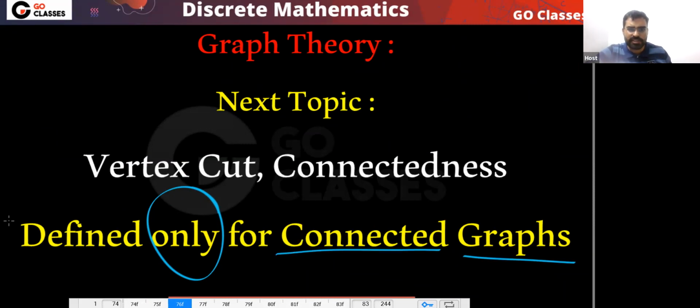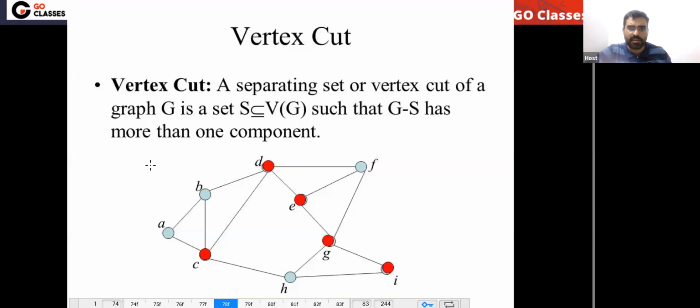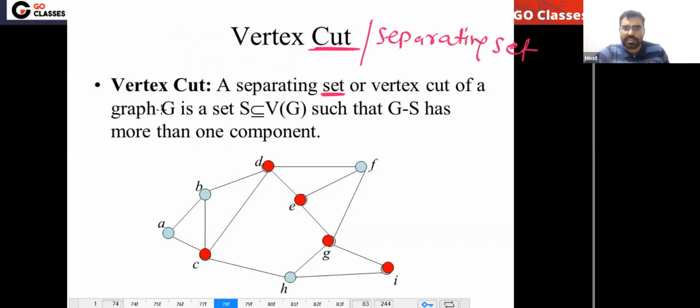So please understand all these things. Things are very simple. Like this is a vertex cut. Here the focus is on cut, remember. Vertex cut, or you can call it a separating set. Another name is separating set. This is a set of vertices whose removal will disconnect the graph, meaning it has more than one component.